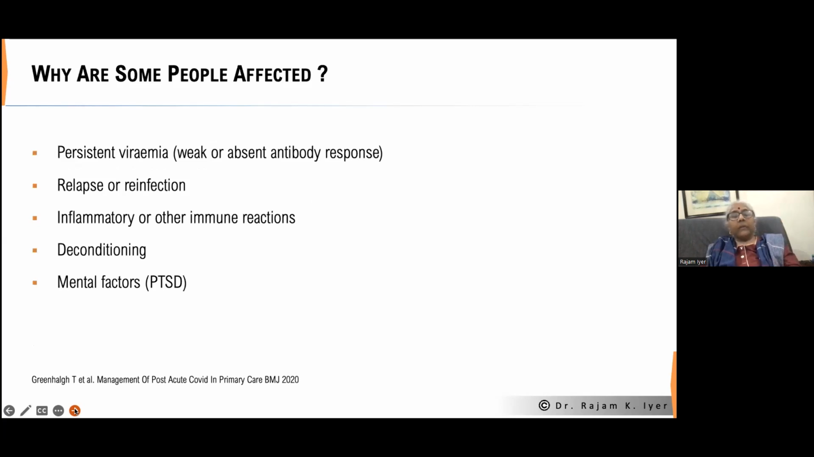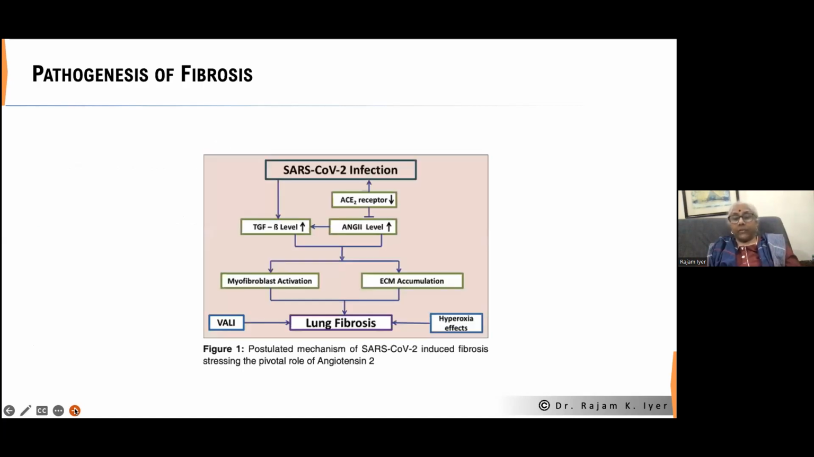And who were more affected? The ones with high load of virus, the ones who had relapse or reinfection, and of course, other issues like mentally deconditioned patients, elderly, comorbidities, etc. And this is supposed to be the pathogenesis of the fibrosis in COVID, where you had high levels of TGF, and high levels of angiotensin converting enzyme 2. And that released the myofibroblast activation, and that released the lung fibrosis, along with ventilator associated lung injury, and along with hyperoxygenation, all that contributing to the worsening of the lung.